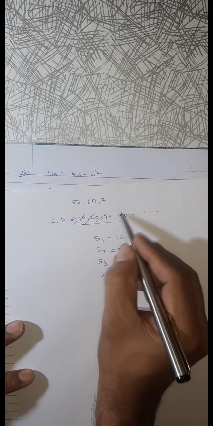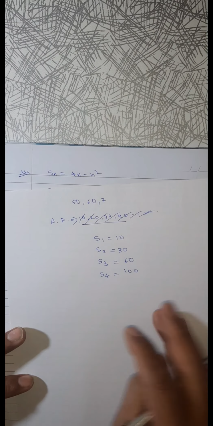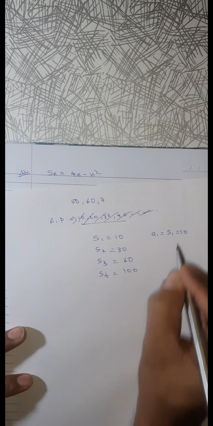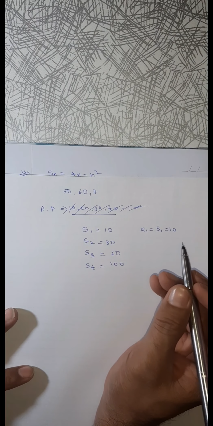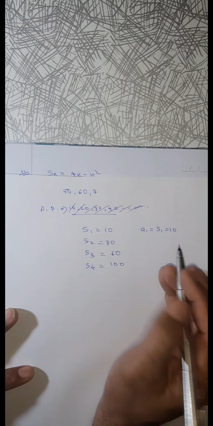Suppose the AP is missing, the AP is not given, and S1, S2, S3 are given. Can you find it the opposite way? A1 is the same as S1 only, 10 only, there is no doubt. The sum of one term means the first term only, 10 only.